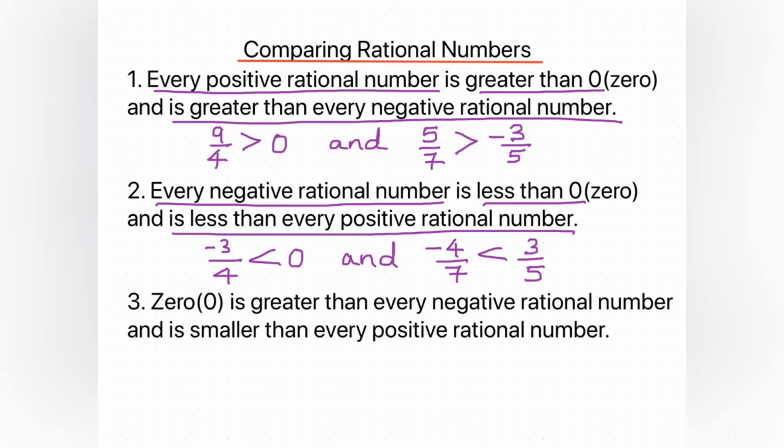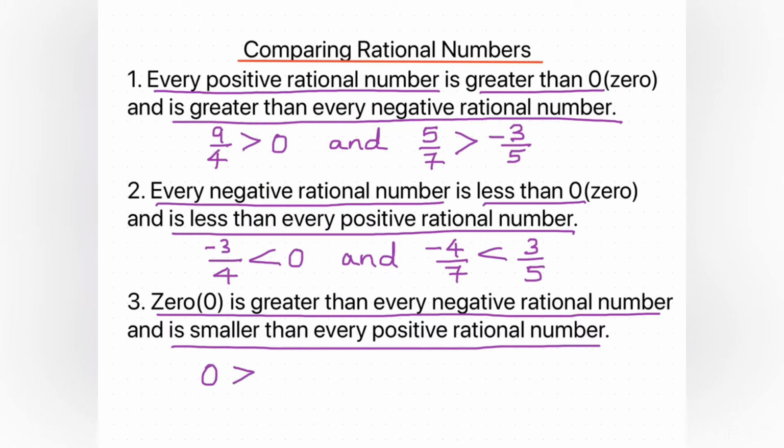Point 3. 0 is greater than every negative rational number and is smaller than every positive rational number. Let's understand this with few examples. 0 is greater than the negative rational number minus 3 by 20, and 0 is less than 3 by 20, which is a positive rational number.